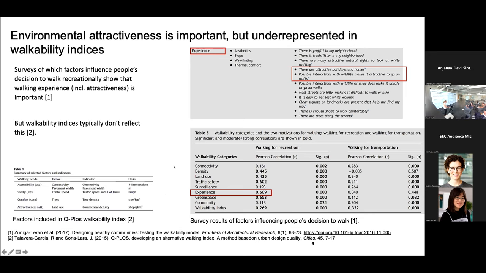So here's an example of one walkability index called the Q+, which was developed by some academic researchers, and it's supposed to be holistic. So it's supposed to be better than the Walk Score that I showed earlier, but this one measures attractiveness as the number of shops per square kilometer. It's just so hard to measure people's more rounded experience that usually walkability indices do some very simple metric.